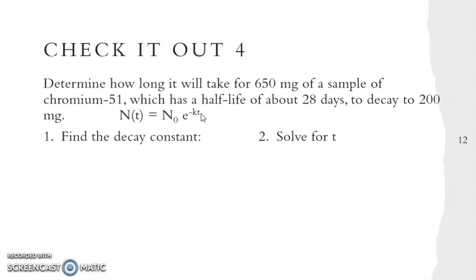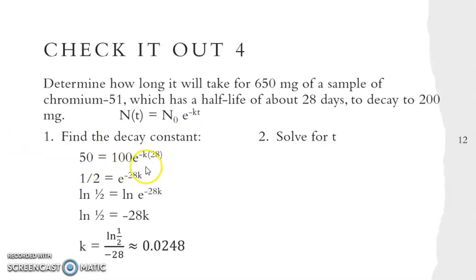So I'll show you how to do that first. So I filled in those numbers. I just divided by 100 to get half, which makes sense because it's half-life. I did a natural log on both sides to get rid of this e, and you're allowed to do that on both sides. Then I got rid of the e using the properties of logarithms, and I just divided by the negative 28. And I got K is about 0.0248.